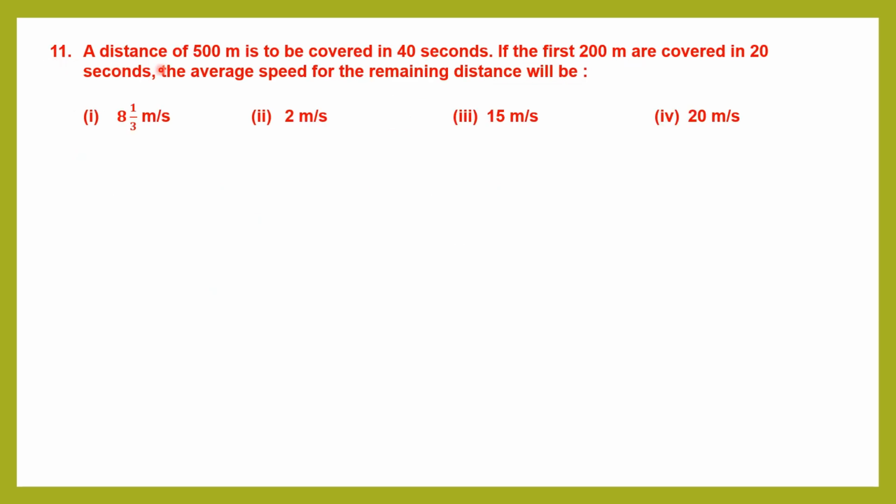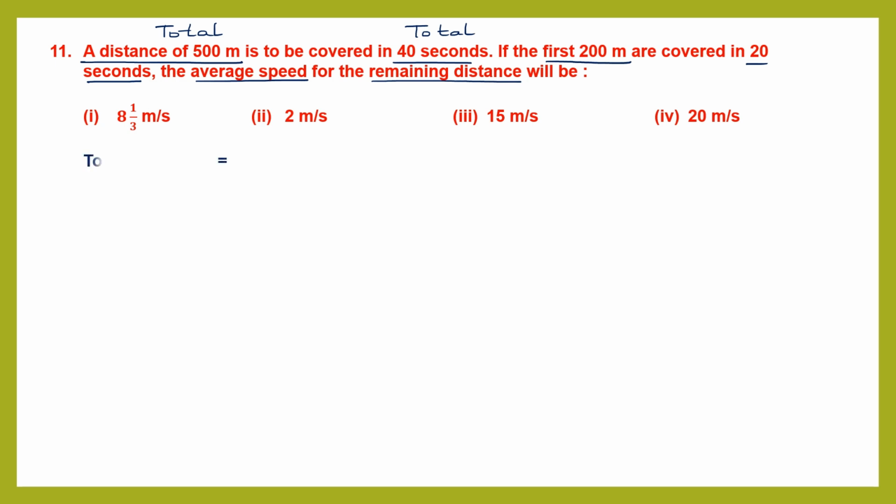Question 11. A distance of 500 meters is to be covered in 40 seconds. So here this is the total distance. Distance of 500 meters means this is the total distance that has to be covered, and the time is total time. Now, if the first 200 meters is to be covered in 20 seconds, we have to find the average speed only for the remaining distance, not for the whole distance.